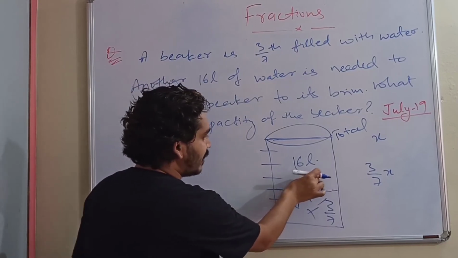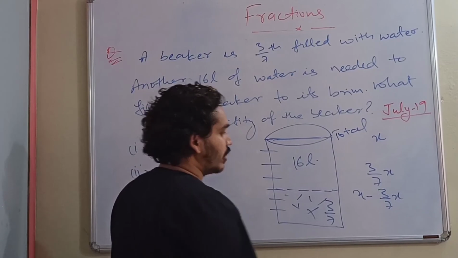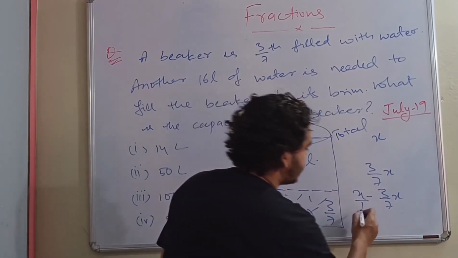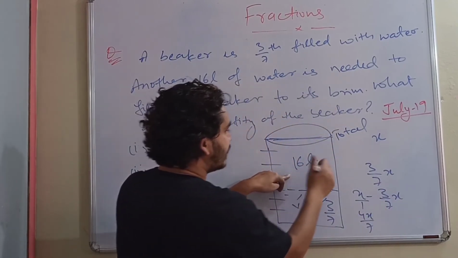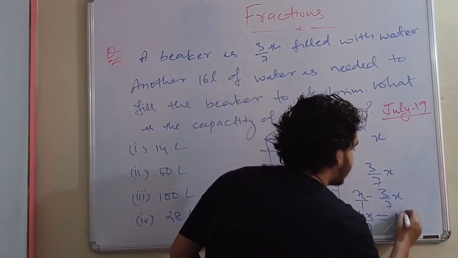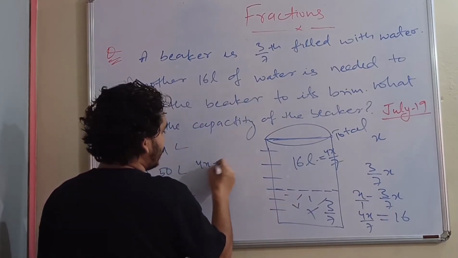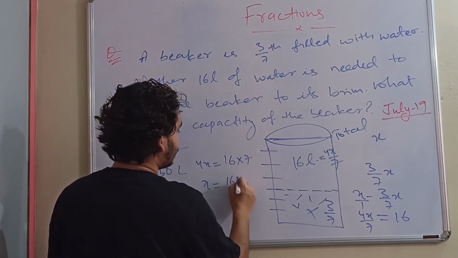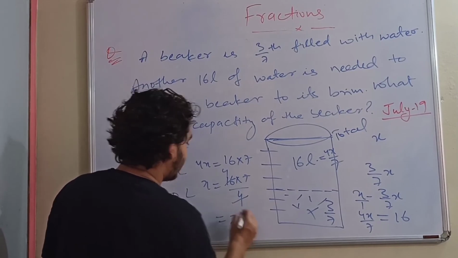Now, what is this part? Nothing but x minus 3 by 7 of x. So, what will come? 7x minus 3x, because 1 means 7 by 7. So 4x by 7. This part is nothing but 4x by 7, and that is equal to 16. Fine. So 4x is equal to 16 into 7. x is equal to 16 into 7 by 4. 4 and 16 cancel, so 7 into 4, 28 liter.